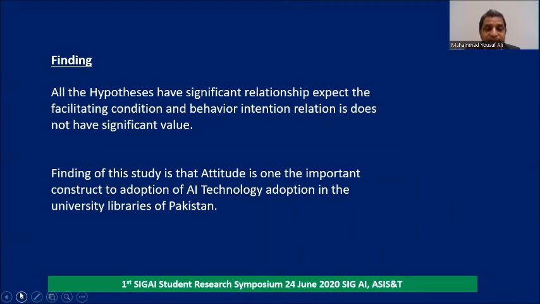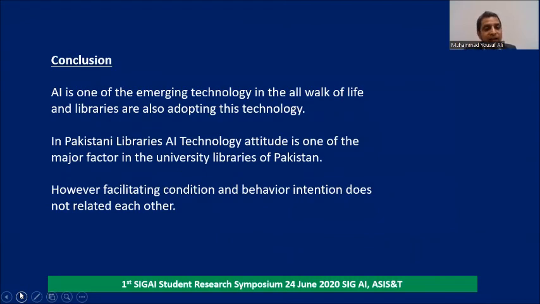The finding of this study is that attitude is one of the important constructs for the adoption of AI technology in the university libraries of Pakistan. Conclusion: AI is one of the emerging technologies in all walks of life, and libraries are also adopting this technology. In Pakistani libraries, attitude toward AI technology is one of the major factors in university libraries. However, facilitating condition and behavior intention are not related to each other.